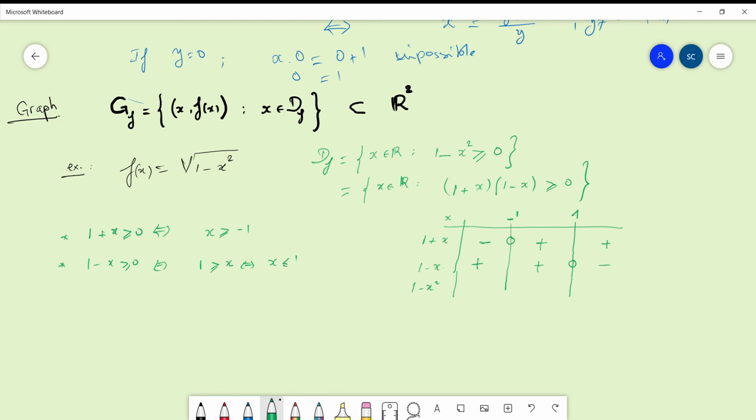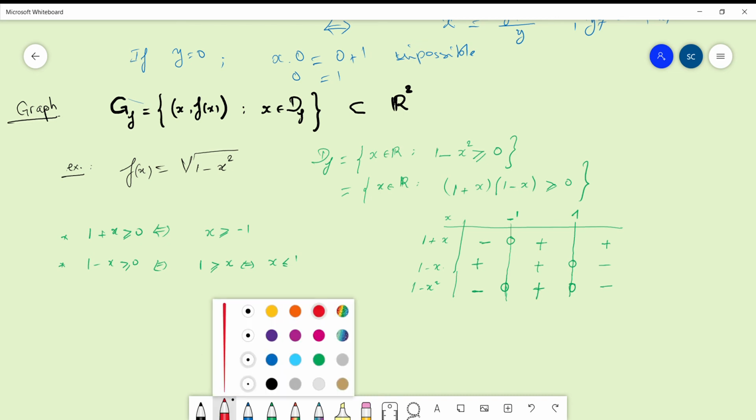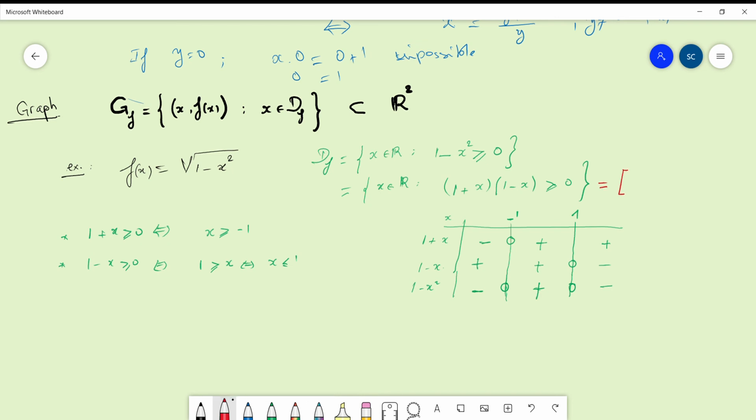Now, what about the product? The product is 0 if one of the factors is 0, so it will be 0 here and 0 here. If my first factor is negative and the second positive, then the product will be negative. Positive and positive will be positive. Positive and negative will be negative. So now I see clearly that my product will be positive if and only if x is between minus 1 and 1, including 0, it's not important. So the domain is minus 1 and 1.